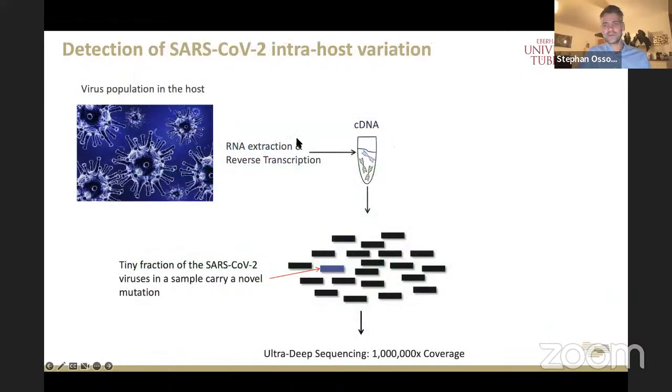So finally, we can do the same as in liquid biopsy. We have our virus population, and we ask if there is a small fraction in the host, so in the same sample, that carries a novel mutation. And we want to do ultra deep sequencing because the virus is so small, 30 kb. We can even go up to 1 million X coverage, and otherwise want to do exactly the same as for the liquid biopsy.